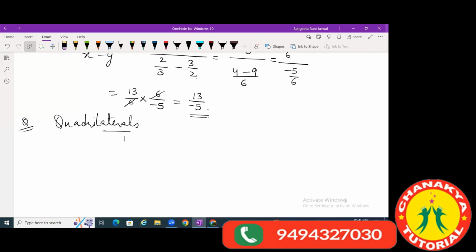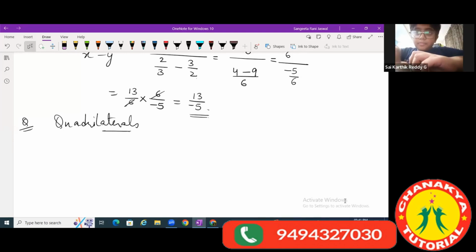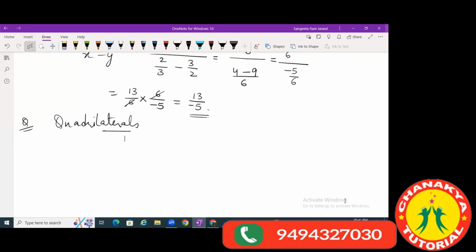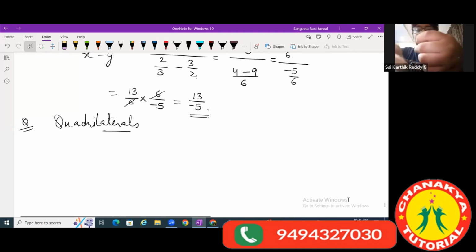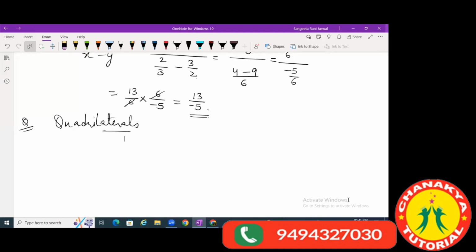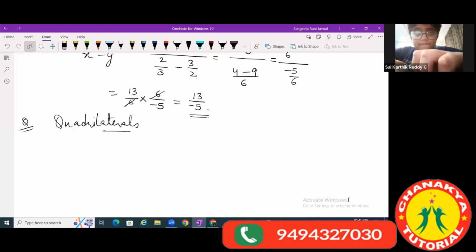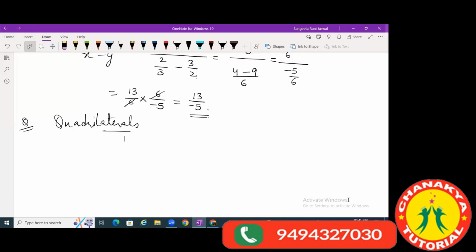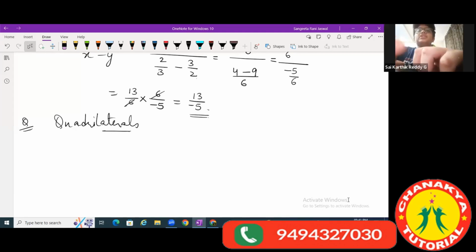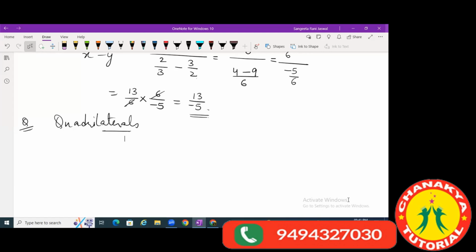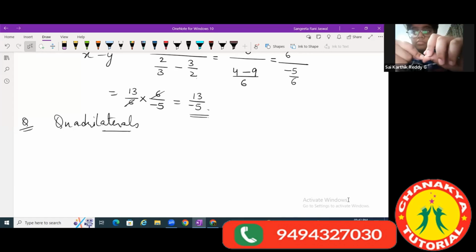Yes, Sai Karthik. Okay, ma'am. So you don't join the class. It's the first time I've seen you. Ma'am, I have different classes. Ma'am, my father spoke with the Chanakya tutorial, ma'am. They said to access the recordings, ma'am. Okay, so then you see only the recordings? Yes, ma'am. Okay, so if you have any doubts, then.